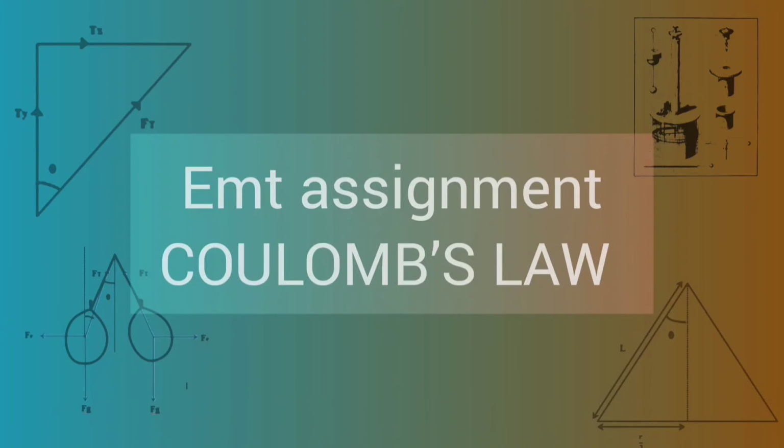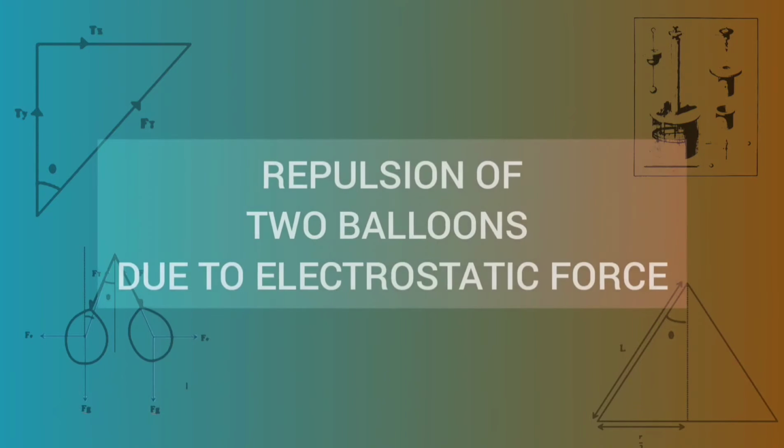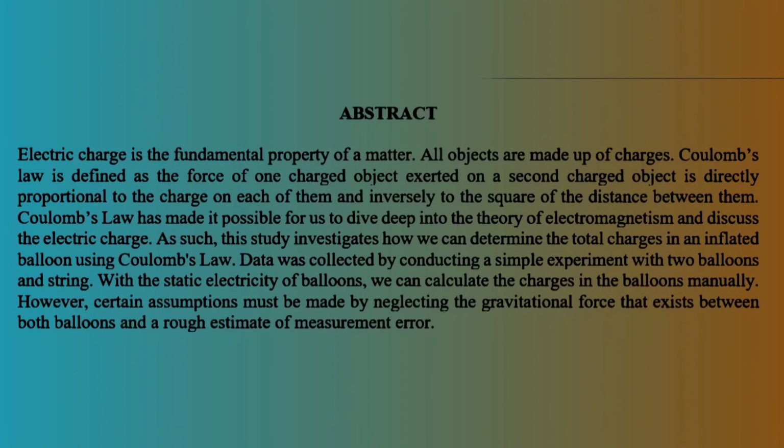Hello everyone, this is an EMT assignment on Coulomb's law based on the repulsion of two balloons due to electrostatic force. Electric charge is a fundamental property of matter. All objects are made up of charges. Coulomb's law is defined as the force of one charged object exerted on a second charged object is directly proportional to the charge on each of them and inversely proportional to the square of the distance between them.